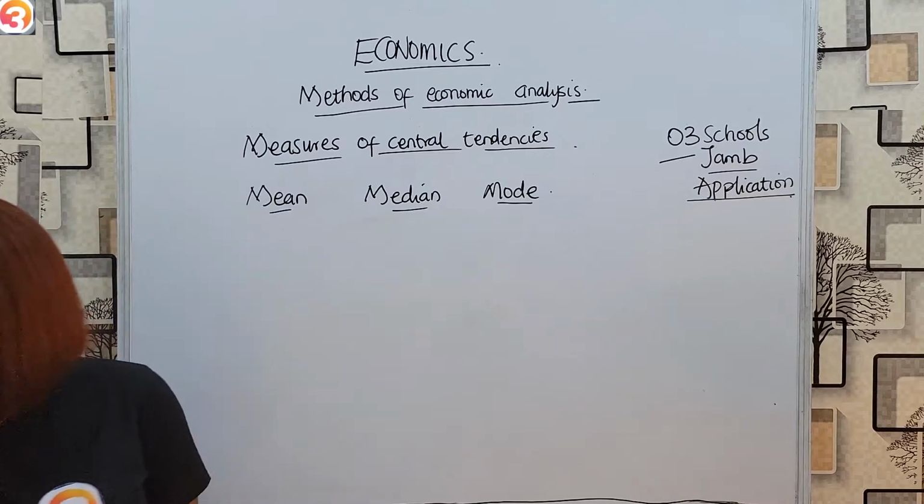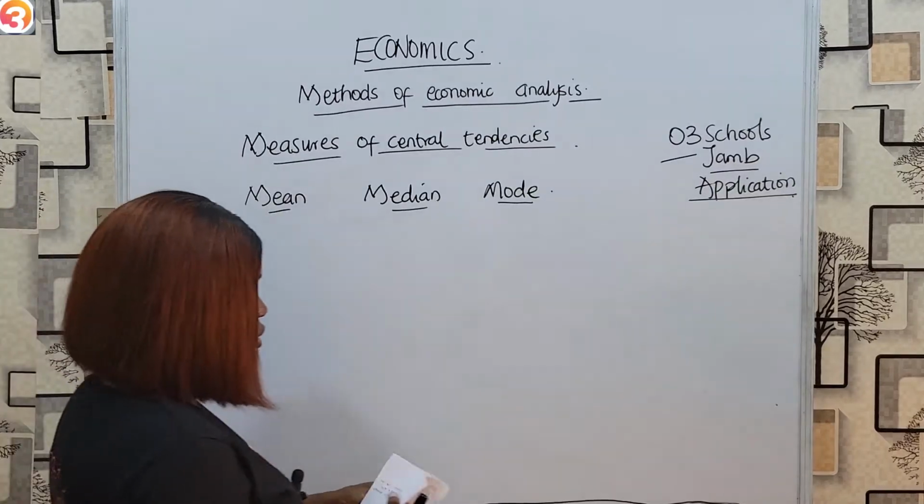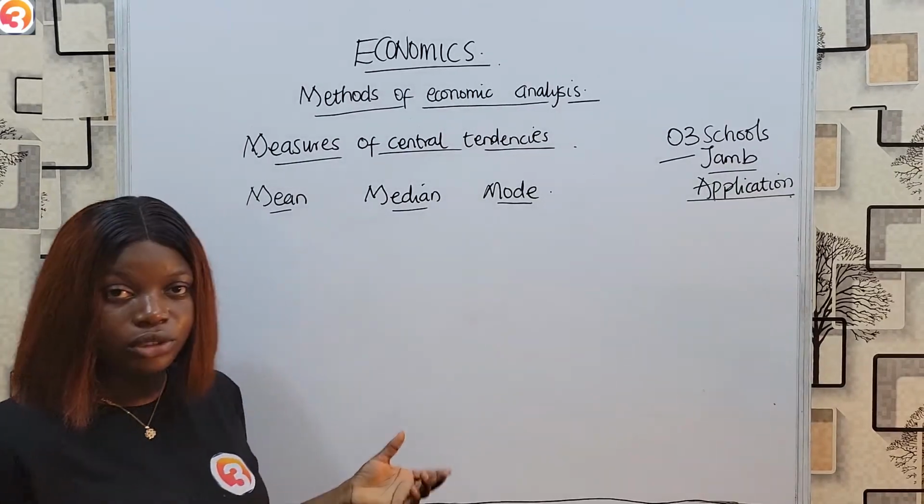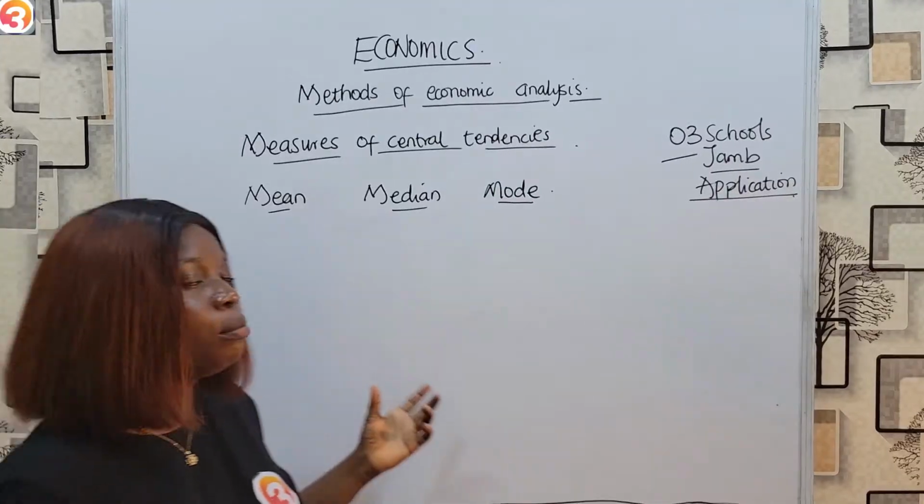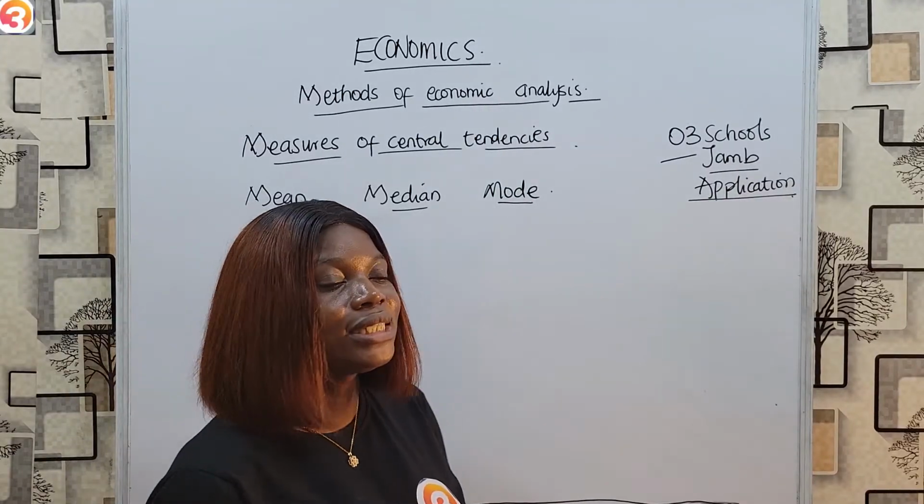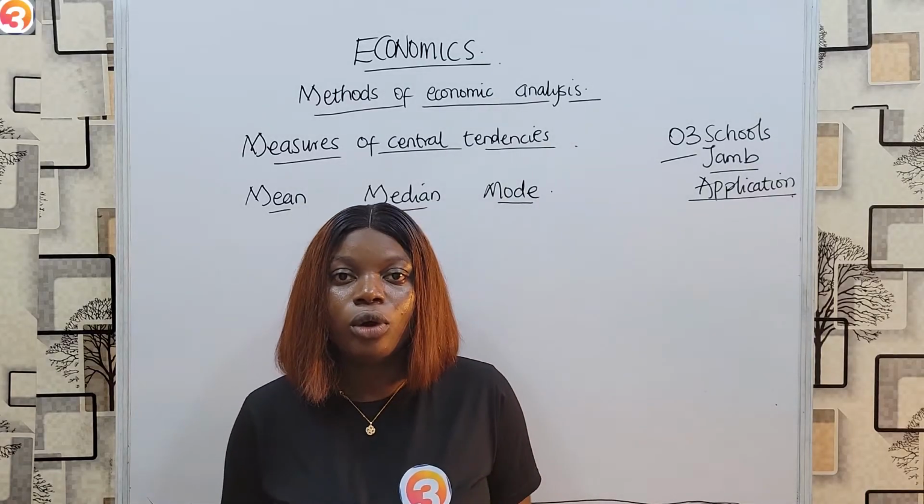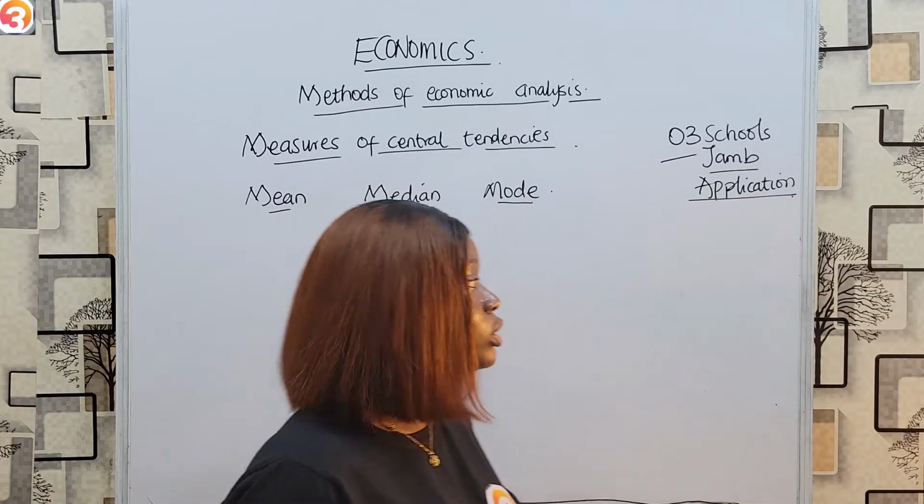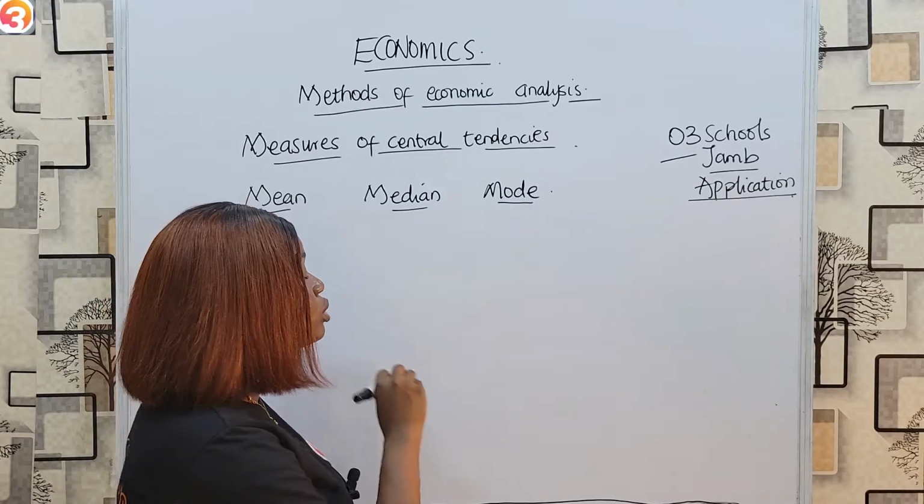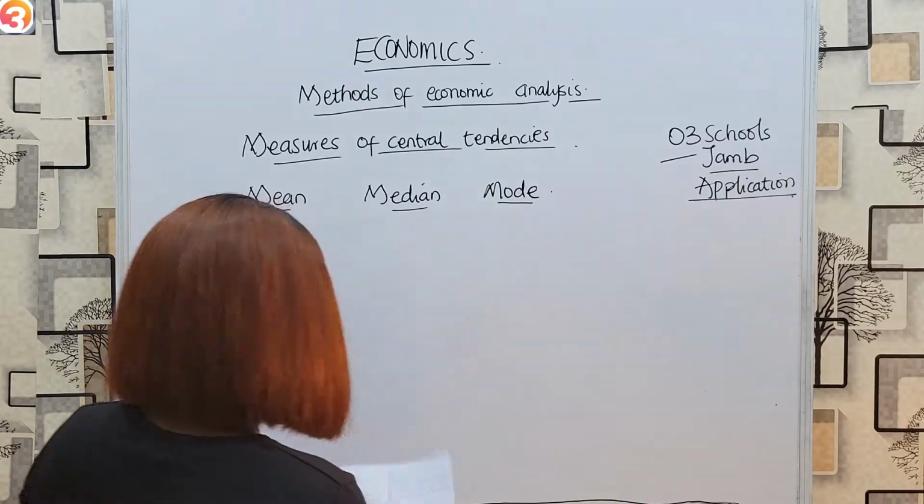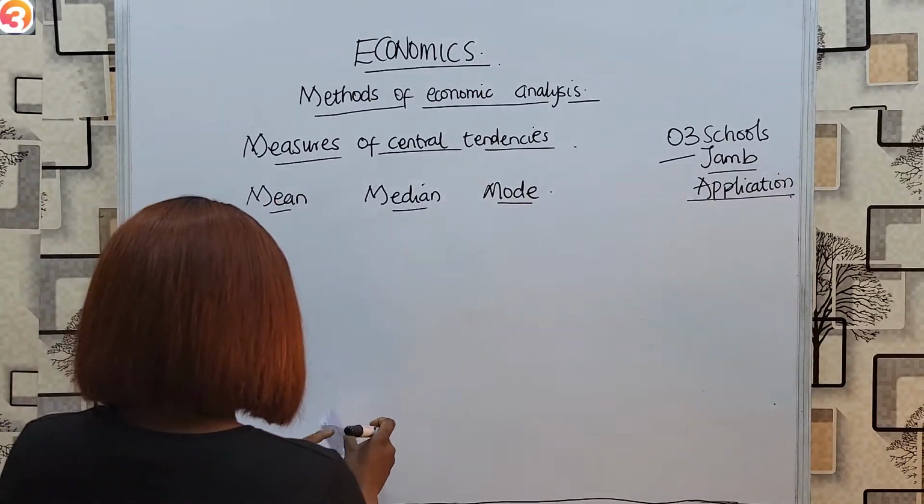Let's use another example for mode. Before we go down to the example, when we're talking about mode in a given set of data, mode is simply the number that appears the most. When we talk about mode, we're only talking about what? The number that appears the most in a given set of what? Data.